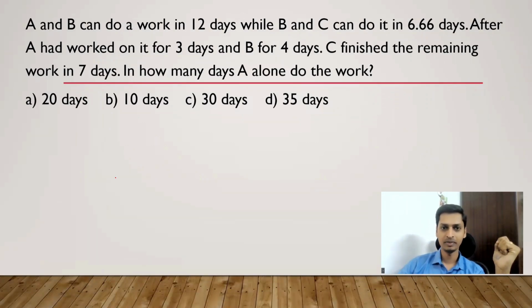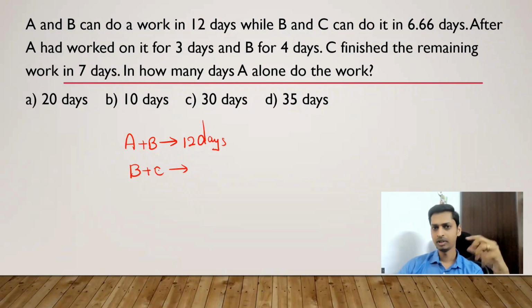So A and B can do a piece of work in 12 days. Now B and C will do the work in 6.66 days. But 6.66 is quite difficult, right? So how can we represent this decimal number as a mixed fraction? We can write 6.66 like this, 6 2 by 3 days. Right, so 6.66 is 6 2 by 3.